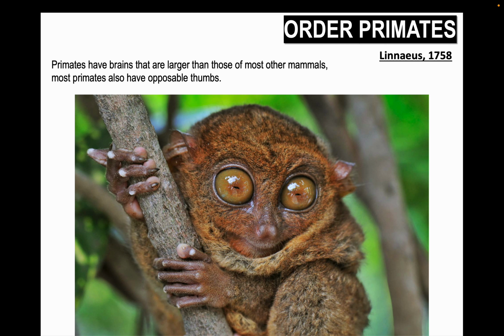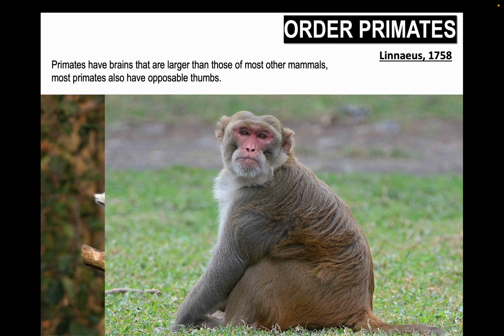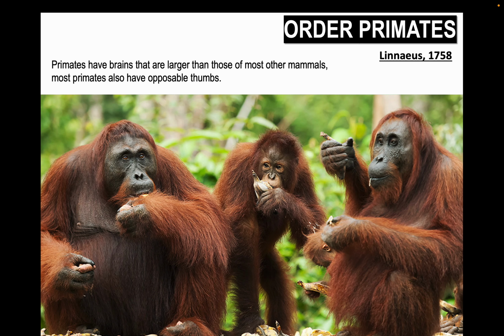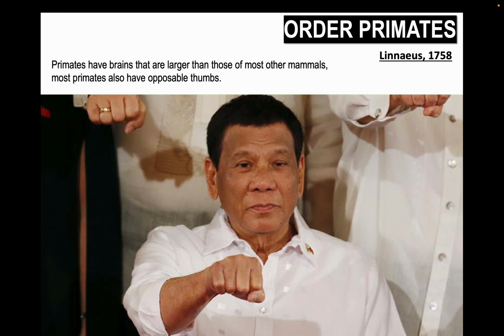And then we have the primates, okay, which have brains that are larger than those of most other mammals. Most primates also have opposable thumbs, no? So the primate species or representatives are shown here. Okay?